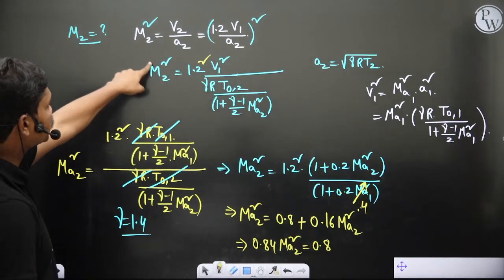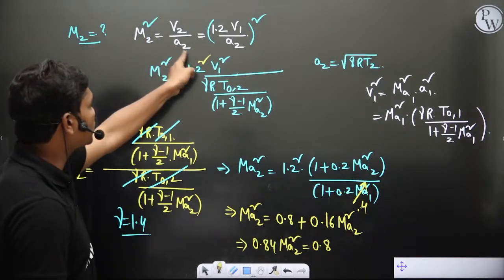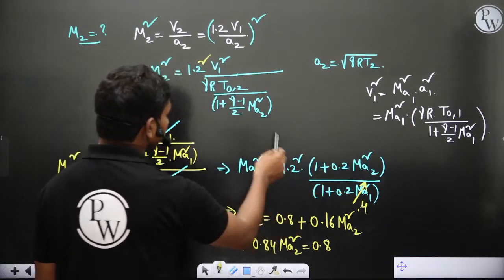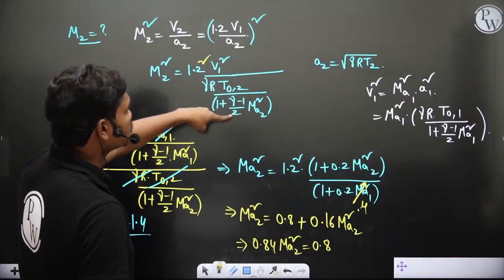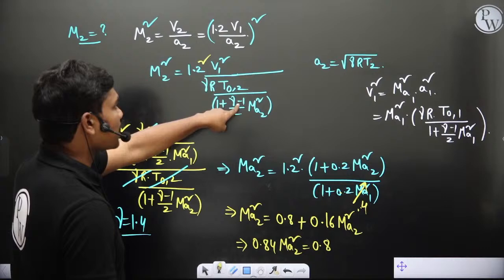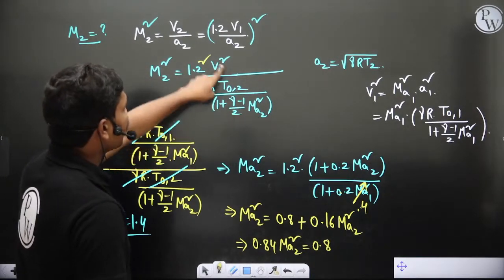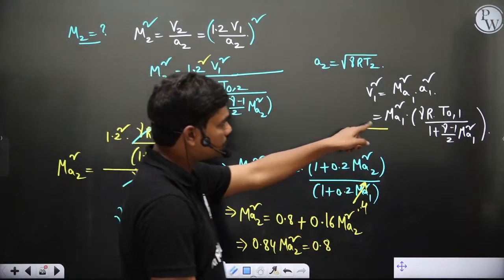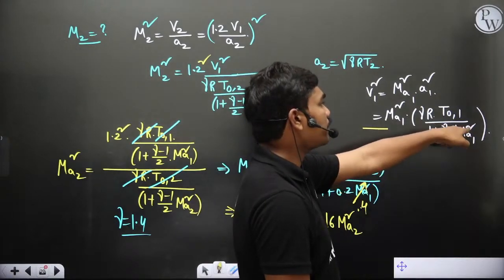So if you square this, M2 square is equal to 1.2 square V1 square by A2 square. A2 square can be written as gamma R T2. So T2 can be written as T02 divided by 1 plus (gamma minus 1) by 2 Ma2 square, correct? Yes. And what about V1 square? V1 square is Mach1 square into acoustic speed square, so Mach1 square into gamma R T01 divided by 1 plus (gamma minus 1) by 2 Ma1 square.